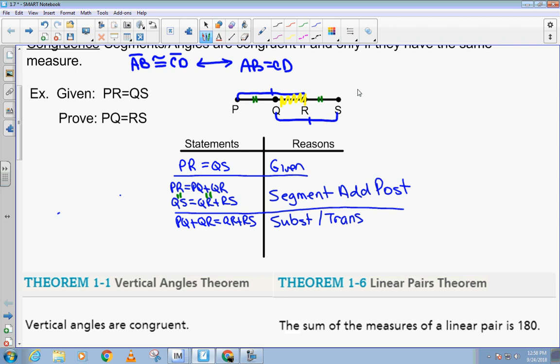All right. Now, remember, I'm trying to get PQ and RS to be equal to each other. Yes. Okay. We're going to subtract QR from both sides. All right. So if I do that, these go away. I end up with PQ equals RS by subtraction.